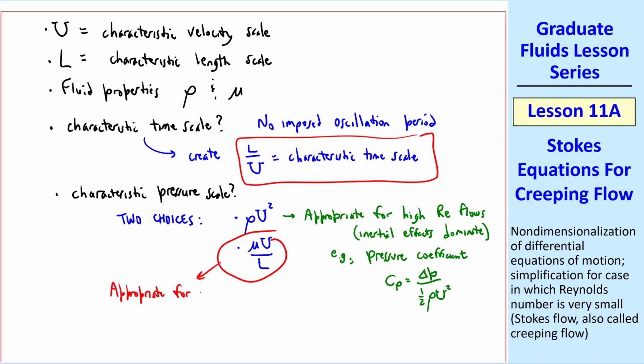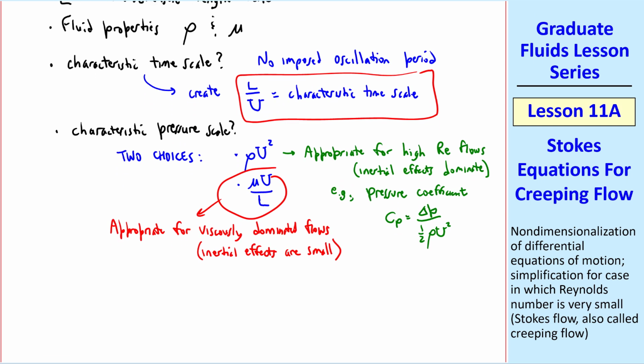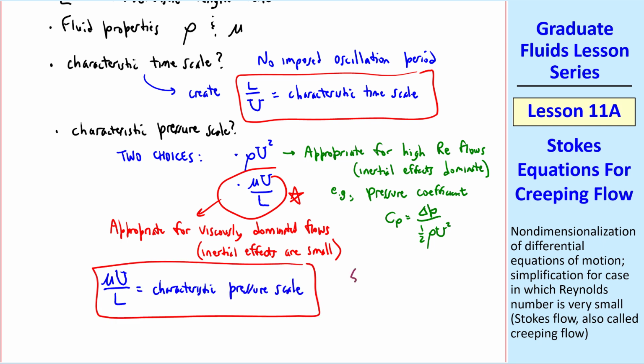But this one is appropriate for viscously dominated flows. In other words, inertial effects are small compared to viscous effects. Well, that's what we're talking about in creeping flow, so we'll choose this one. So mu u over L is our characteristic pressure scale. By the way, you can verify by plugging in dimensions that mu u over L has the same dimensions as pressure, which in primary dimensions is m over lt squared.